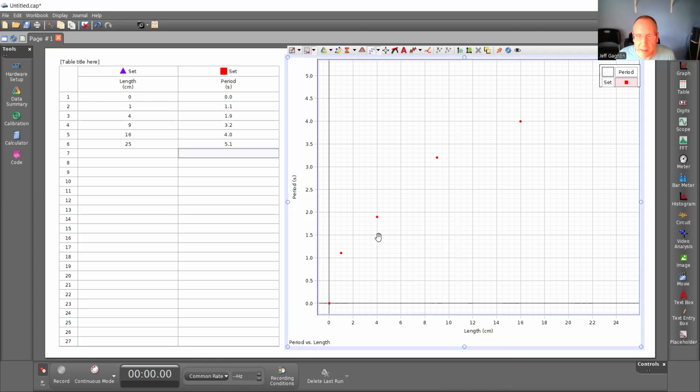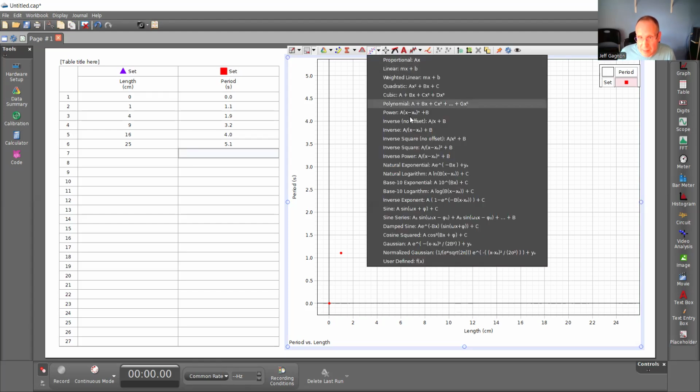Okay, and then normally to do a fit now, we choose in the menu here. Remember to make sure you keep this on, right? Because if you click to the left of the arrow, that turns it on and off. So make sure it's on. And then the arrow allows you to select what fit you want. And in most labs, we're probably going to use like linear, maybe quadratic.